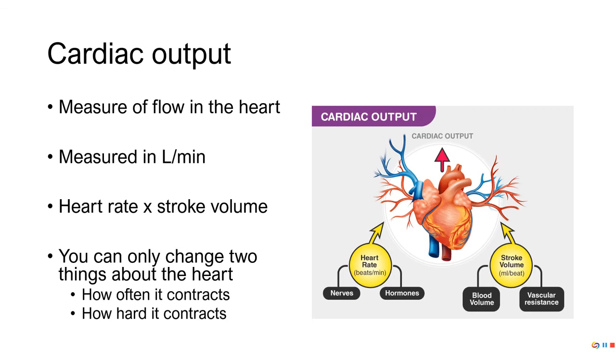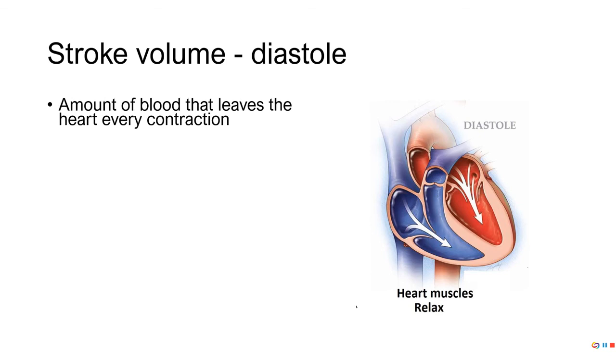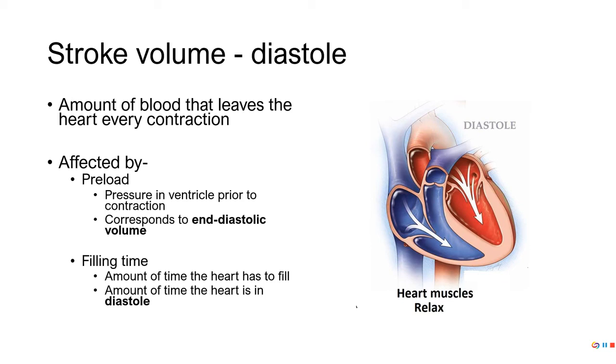So stroke volume. When it comes to diastole, remember, stroke volume is the amount of blood that leaves the heart every time it contracts. It's affected by a few things. We've got preload, and remember, preload is the pressure that's in the heart prior to contraction. Okay, so the heart's not contracting, so the only thing that can cause pressure is the blood. Okay, so the amount of blood that's in the ventricle prior to contraction is what's causing pressure. And so this corresponds with end-diastolic volume.